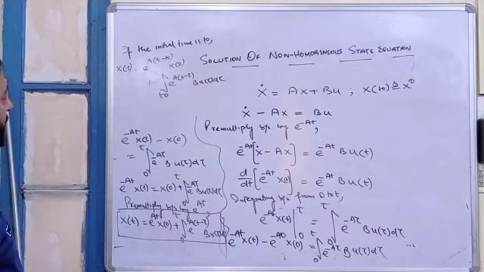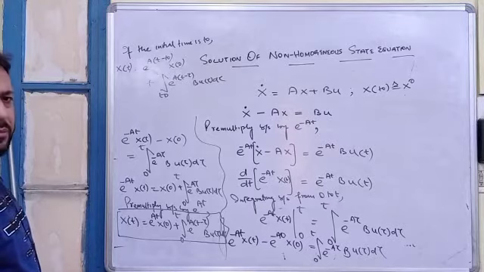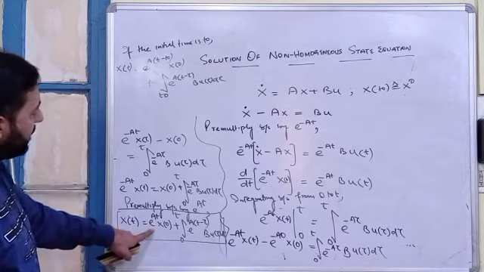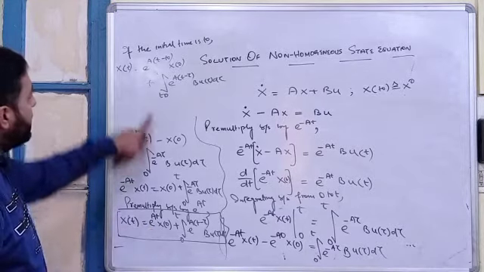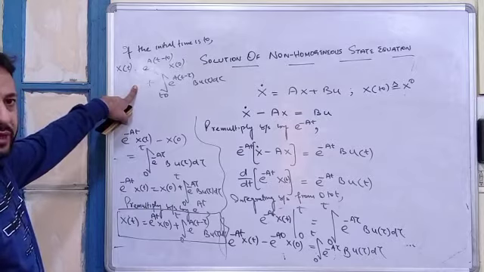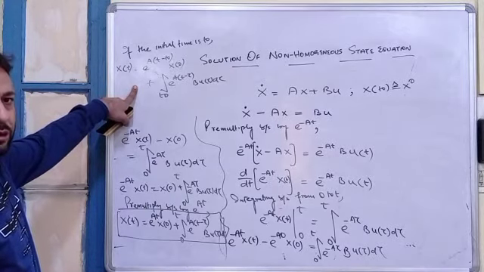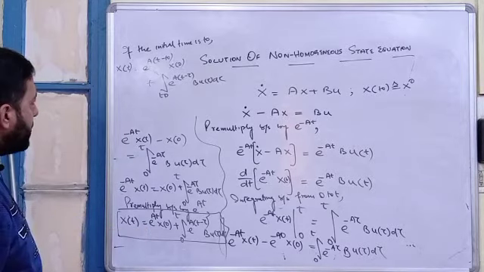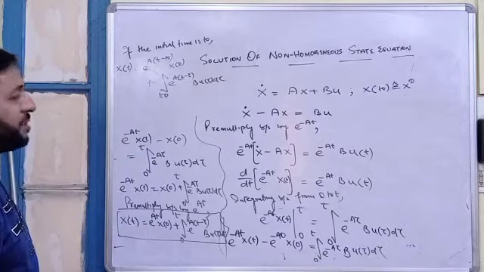Because for linear time invariant systems, for the sake of convenience, the initial time is always taken as zero, so this equation suffices. But this is the general equation if the initial time is some other time t naught. Are you getting me? So this is the solution of the equation.